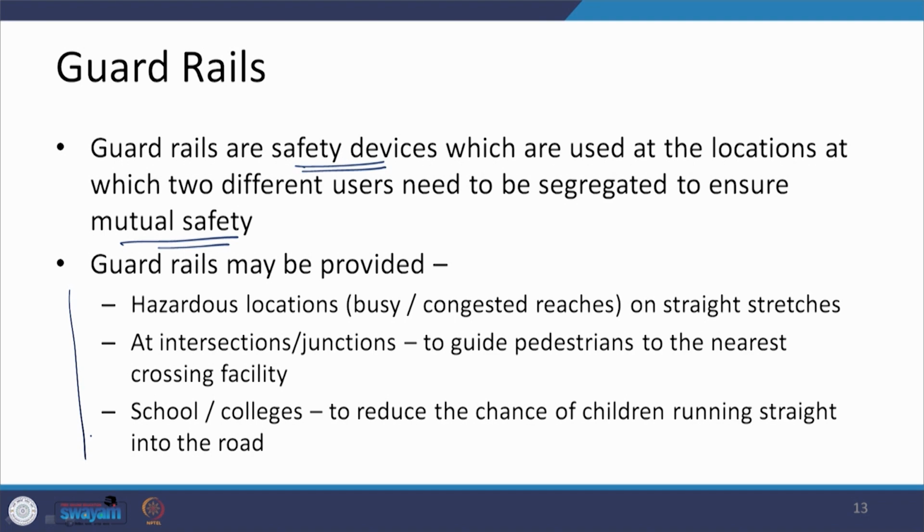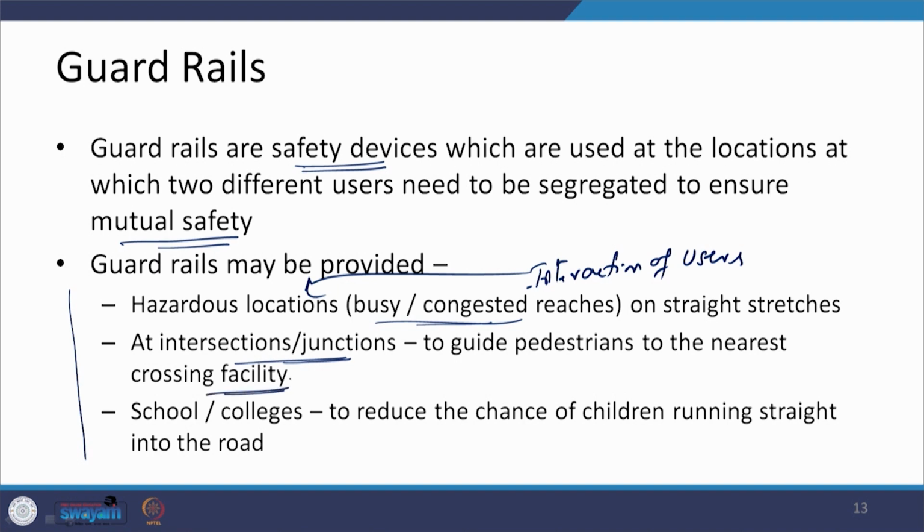What it says is that if you are in very busy or congested reaches, and because of the interaction of users it culminates into a hazardous condition or hazardous location, then it is better to provide the guardrails and segregate those people who are going to interact in that form. Or these can be provided at the intersections or the junctions.